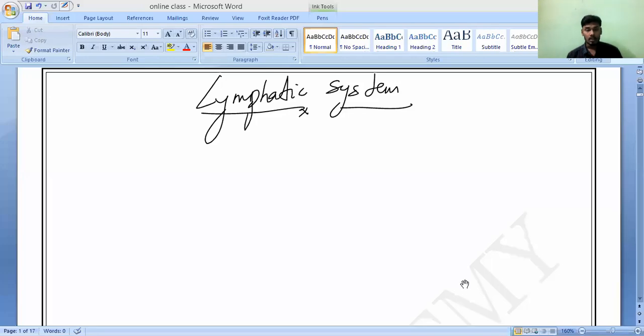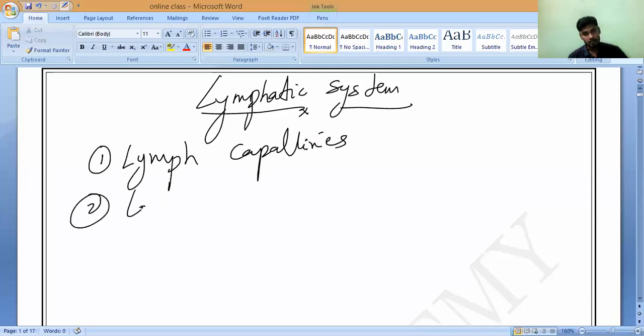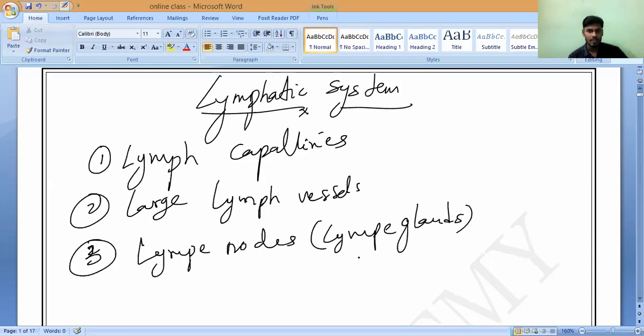In this lymphatic system, it consists of the following four parts. One is lymph capillaries. Next is large lymph vessels. Next is lymph nodes, and the last one is lymph. Correct or not? What is the first one? Lymph capillaries. Next, large lymph vessels. The third one is lymph nodes, which are also called what? Lymph glands. Okay, glands. And the last one is the liquid, called lymph.